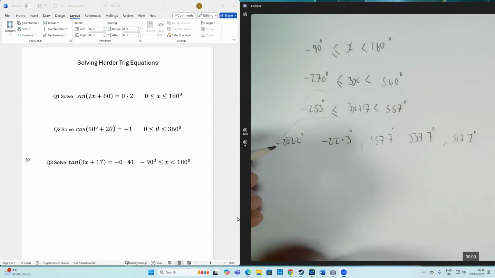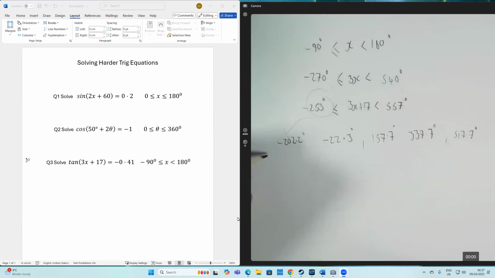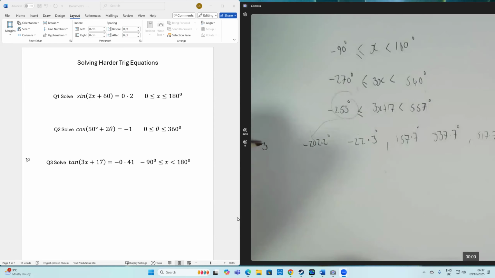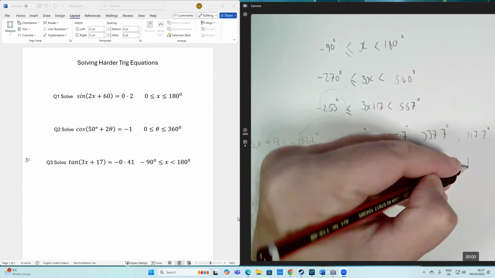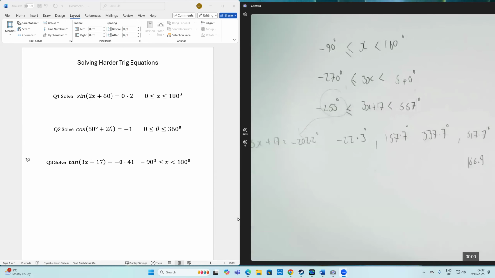So those are the values of our 3x add 17. So over here we can say 3x add 17 is equal to all of these values. Now finally, we just need to subtract 17 and divide by 3 from each of the values. So 337.7 minus 17 and divided by 3 gives us 166.9 for that first one.